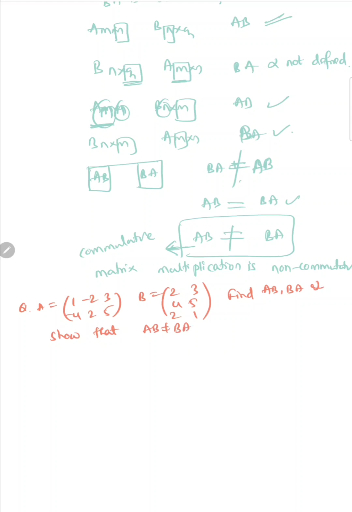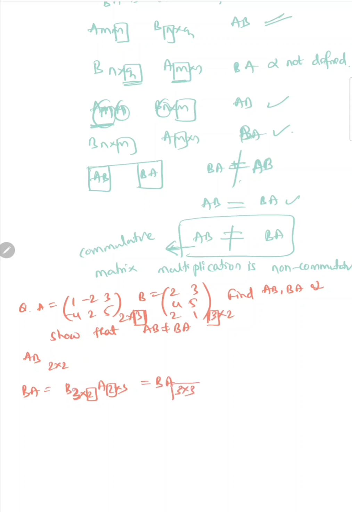So in order to find AB and BA, we have to check the number of rows and columns. A is a matrix of order 2 by 3, B is a matrix of order 3 by 2. Then AB is defined because the number of columns of the first matrix is equal to the number of rows of the second matrix. Therefore, AB is defined. The order is 2 by 2. And we can check BA. B is of order 3 by 2 and A is of order 2 by 3. The number of columns of B is equal to the number of rows of A, then BA is also defined and the order of BA is 3 by 3.